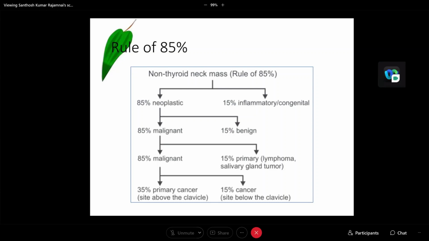And of those malignant tumors, 15% are primary tumors like lymphoma or salivary gland tumors. 85% of malignancies are mostly primary malignancy, and 15% are secondary cancers. So 85% are malignant, and of that 85%, 35% are neck primaries, and 15% are below clavicle secondaries.